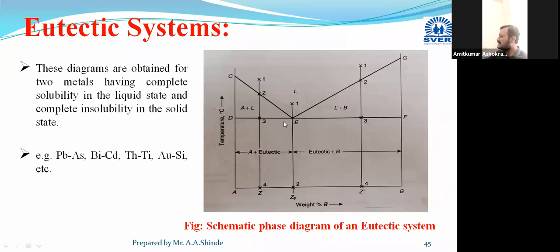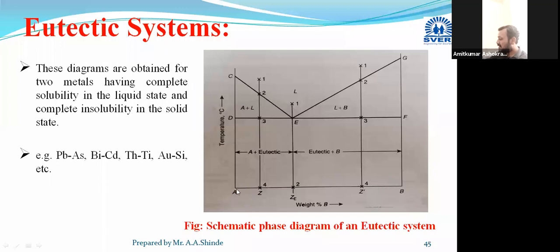In the same way, at this point B, at this right corner, 100% element B is there and its melting point is G. But when you move from this right side towards the left hand side, that is, when the amount of A increases in element B, then the melting point of element B decreases. At this point A, 100% element A is there, and at point B, 100% element B is there.